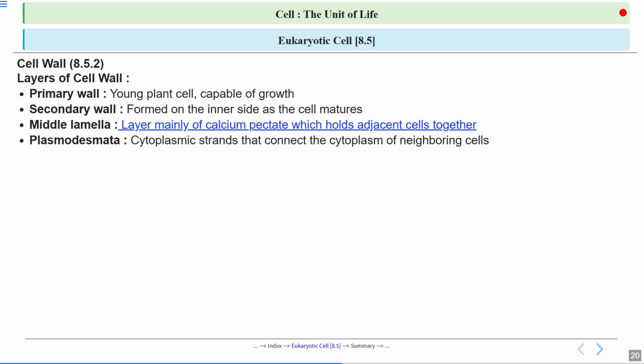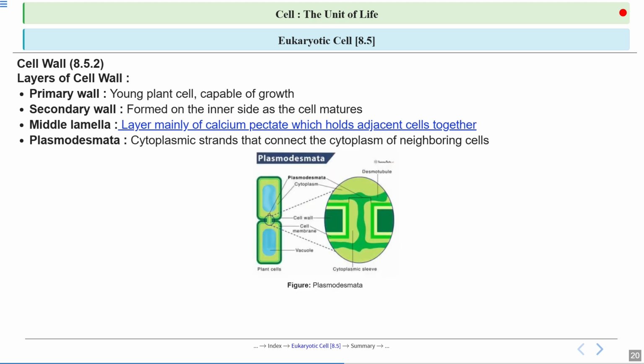Plasmodesmata are cytoplasmic bridges. They are cytoplasmic strands that connect the cytoplasm of the adjacent cells. Also you can say they connect the cytoplasm of the neighboring cells. Now this is an image showing you plasmodesmata. You can see two plant cells, and they have their cell wall. They are connected together through the plasmodesmata.